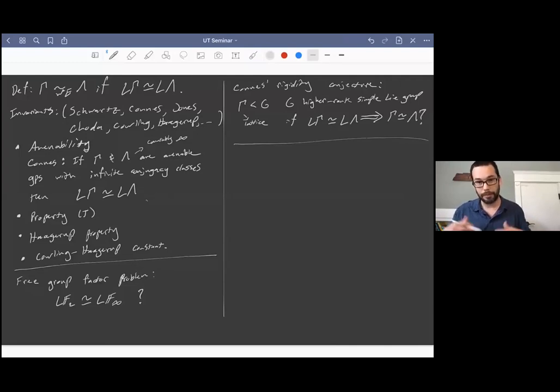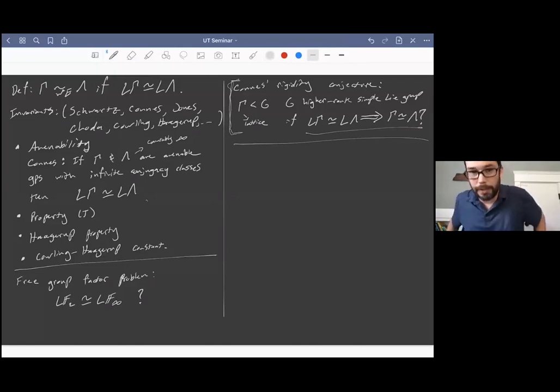Although Connes did conjecture a more general thing, which was about all property T groups. He conjectured this, although he was motivated mainly by this example. But there are now examples, even coming out earlier this year, of property T groups which satisfy this implication. So there are now property T group examples, which is nice. Okay.